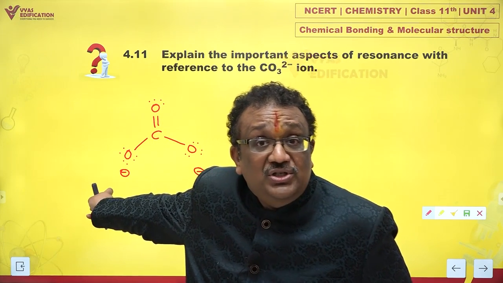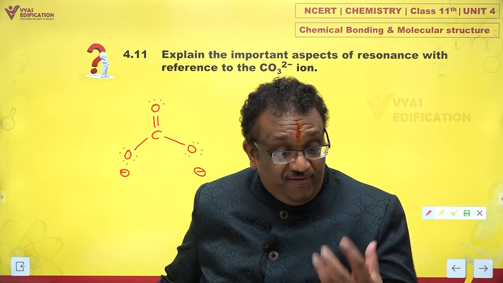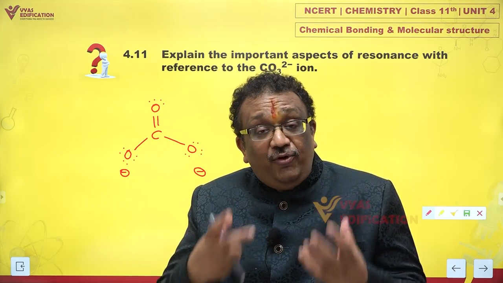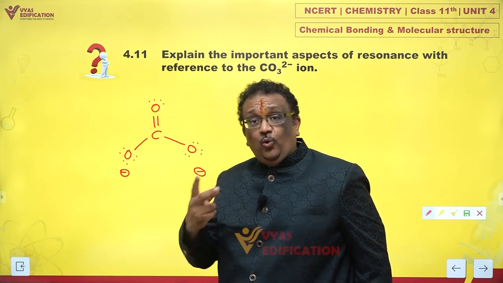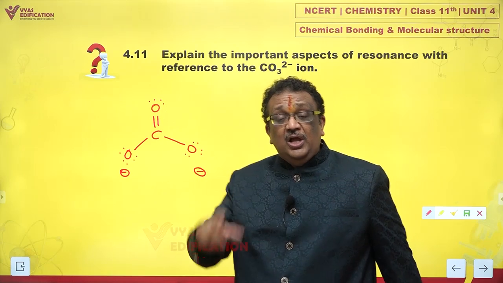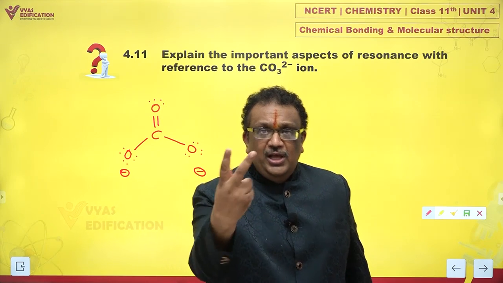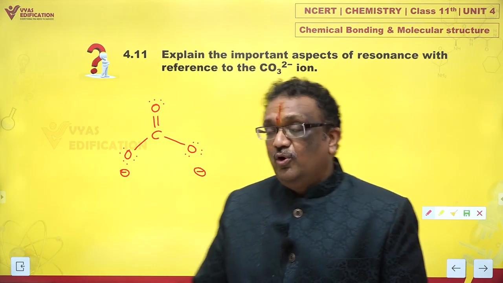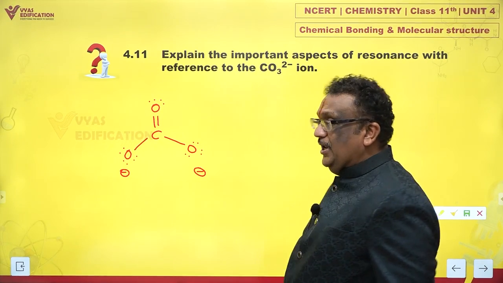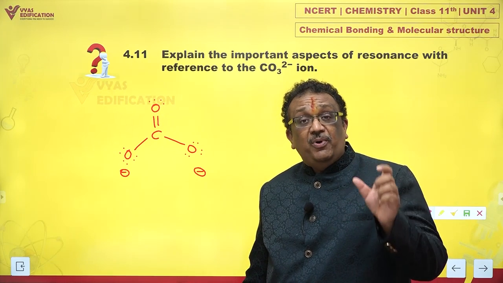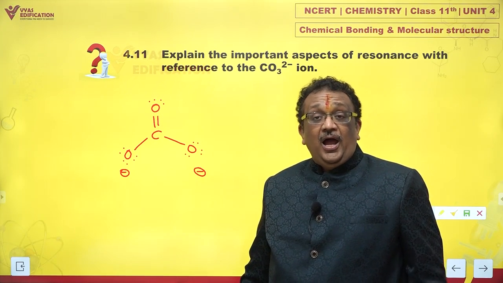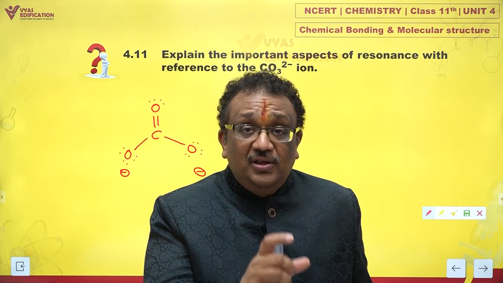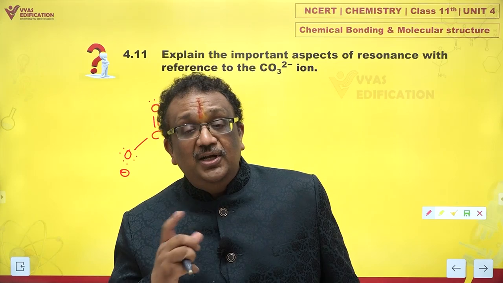If this is the actual structure of carbonate ion, then when we observe carbonate ion actually in nature, we would find that it should contain two types of carbon-oxygen bonds, one double bond and two single bonds. But does it actually happen? No, it doesn't happen. What you notice is the real carbonate ion has all three bonds perfectly identical. And more interestingly, these bonds are shorter than single bonds but longer than double bonds.